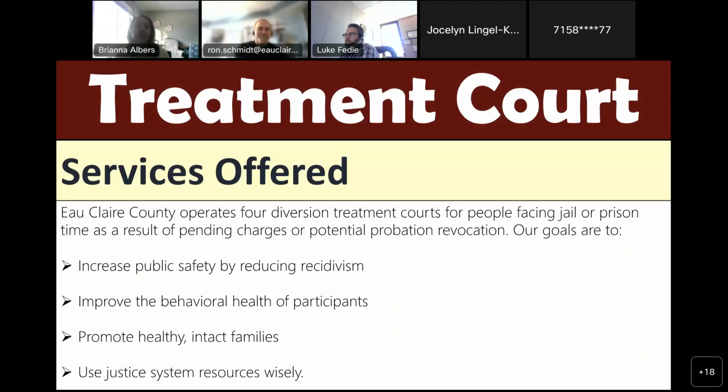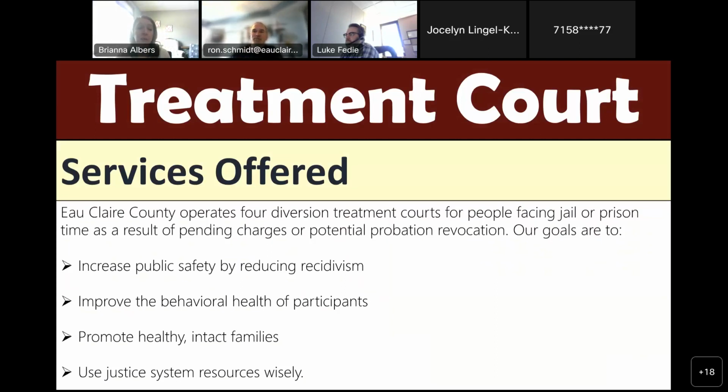our clients. Some of our goals for the program would be increasing public safety by reducing recidivism. We track recidivism rates for graduates of our programs for 2 years. Our 2018 graduates, tracked through the end of 2020, 83% of those individuals did not get charged with another crime in that 2 year period. And then the 2019 graduates, tracked through the end of 2021, 74% had not been charged with another crime in the 2 years post-graduation.